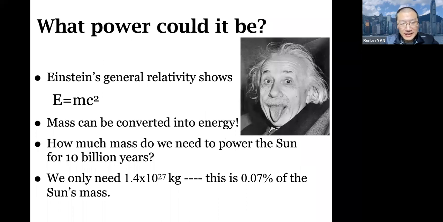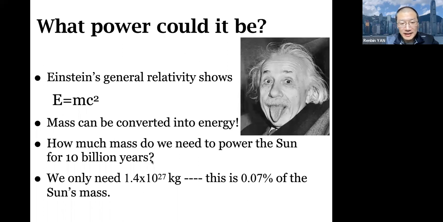Before Einstein, we didn't know what that could be. After Einstein's relativity, we understand mass can be converted into energy. If you use just a tiny bit of mass, you can produce a lot of energy because E equals mass times the speed of light squared, and the speed of light is a very large number. If this is a possible way to work, then it will be able to power the sun for very long. How much mass do we really need to power the sun for 10 billion years?